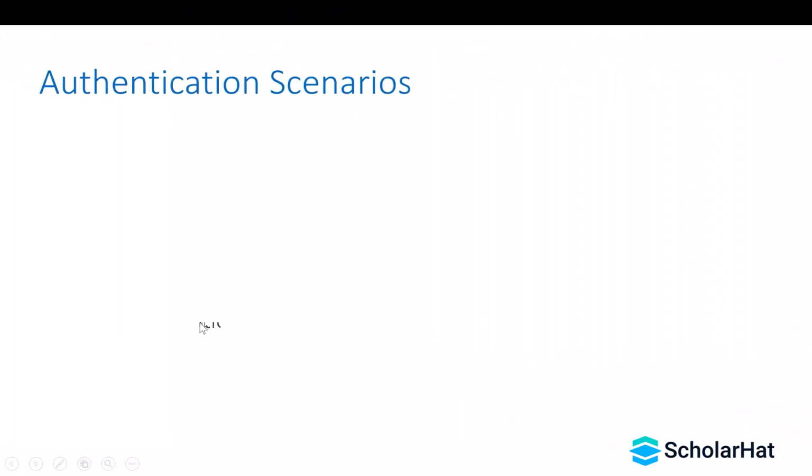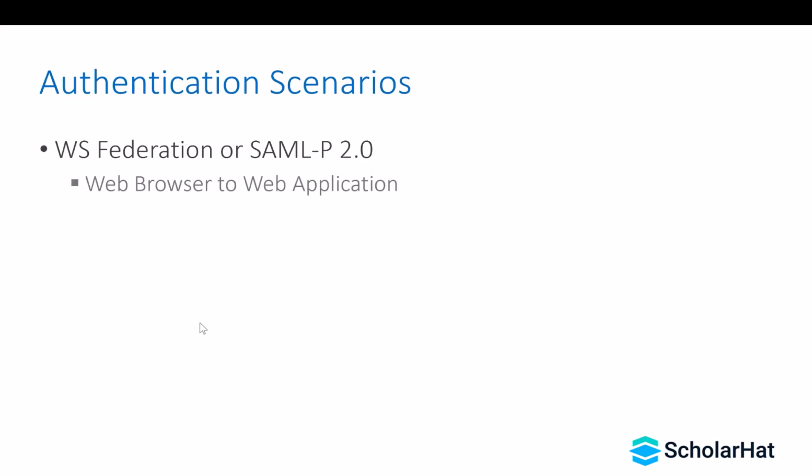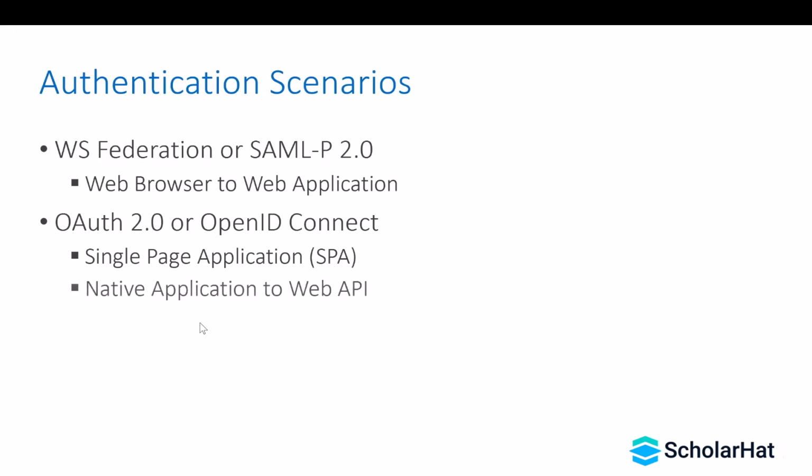Apart from that one, you should understand which protocol we should use in a particular authentication scenario. So if you're looking at where we should use WS-Federation and SAML, the use case is when you have a web application running through the web browser. Then you can use WS-Federation and SAML for authentication. Or you can use OAuth 2.0 or OpenID Connect if you are dealing with a single page application.